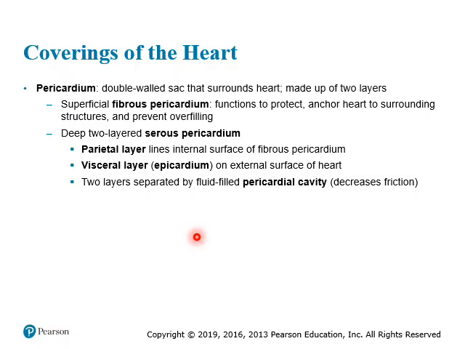Deep to the fibrous pericardium is the serous pericardium. It is the parietal layer. It lines the internal surface of the fibrous pericardium, and it also has the visceral layer, which is the epicardium, on the external surface of the heart. These two layers are separated by a fluid in between, which is in the pericardial cavity.